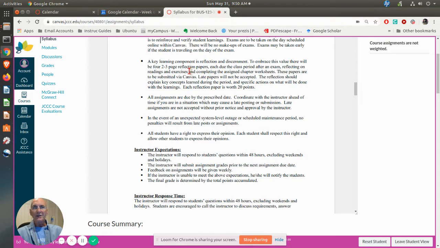Each week, there's a series of Excel sheets that you want to fill out. You don't have to submit them at that point in time. The thing is, you want to fill out those sheets. The purpose is to learn more about how to apply the information from the chapter.